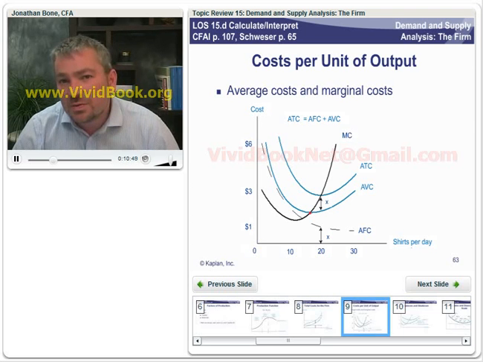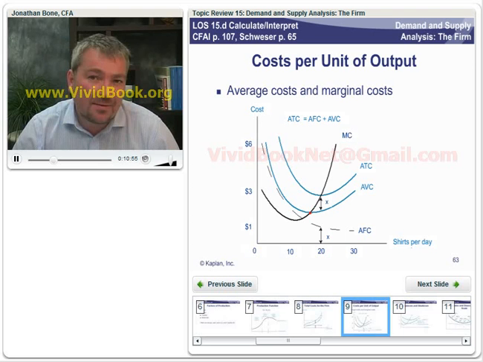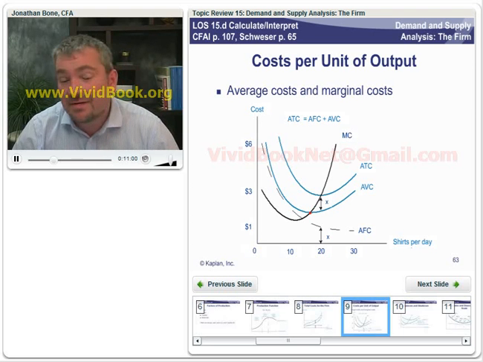Once marginal cost is above average variable cost, if we produce one extra unit, it will cause average variable cost to increase. So if marginal cost is below average variable cost, average variable cost falls. If marginal cost is above average variable cost, it rises. So the minimum point on the average variable cost curve is where it intersects with marginal cost.